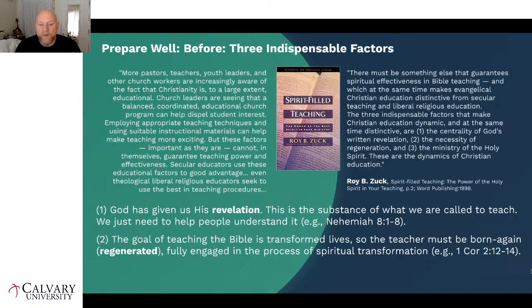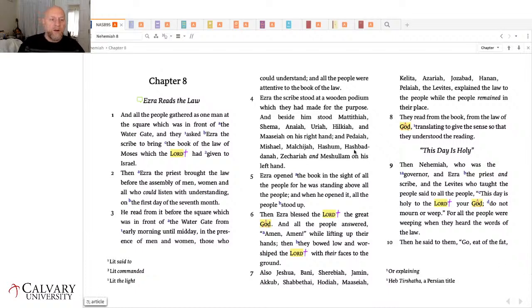But in order for the Holy Spirit to work and to make the teaching of the Bible most effective, I believe the teacher needs to be born again. Now, can the Holy Spirit use a donkey if he wants to? Yes, he can. But I agree with Dr. Zook that the ideal situation is that the teacher would be saved. So let's look at 1 Corinthians 2. All right, 1 Corinthians 2, 12 through 14.